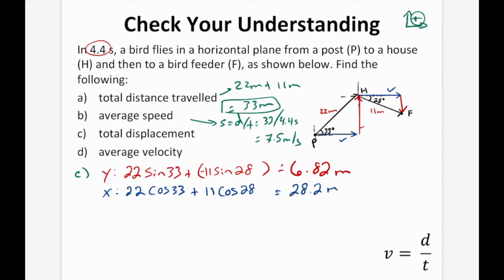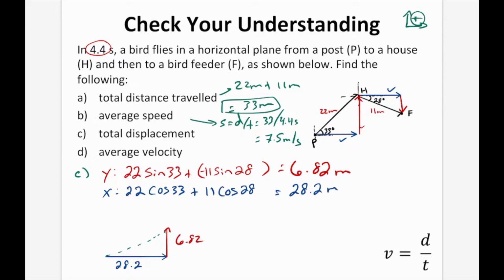So now we can set up our triangle. They're both positive, so we know we're going to go right and up. And again, it doesn't matter which one you pick. So let's just go right, and we're going to go up. Now the 28 should be bigger than the 6.82, so just make sure you put those numbers in: 6.82 and 28.2, and then we have our hypotenuse right there.